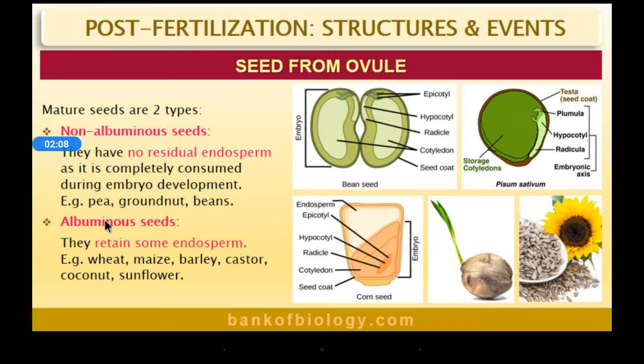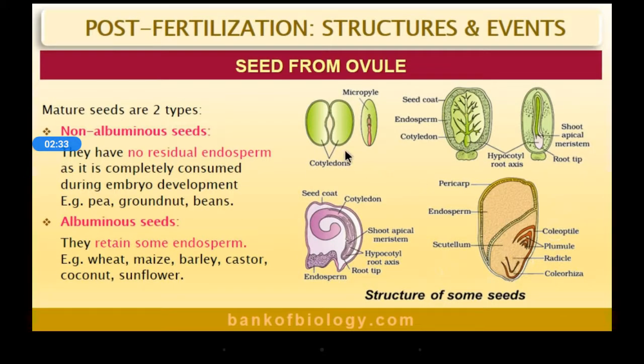Albuminous means there will be some remainings of endosperm. They retain some endosperm, it is not completely utilized. Some examples are wheat, maize, barley, castor, coconut and sunflower. Here you can see some of the examples: bean seed, Pisum sativum, corn seed, coconut, sunflower. Here you can see the structure of some seeds, and this is given in your textbook also.